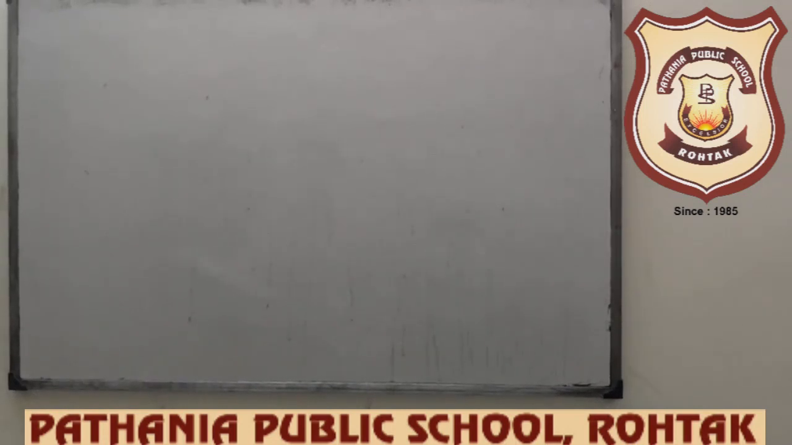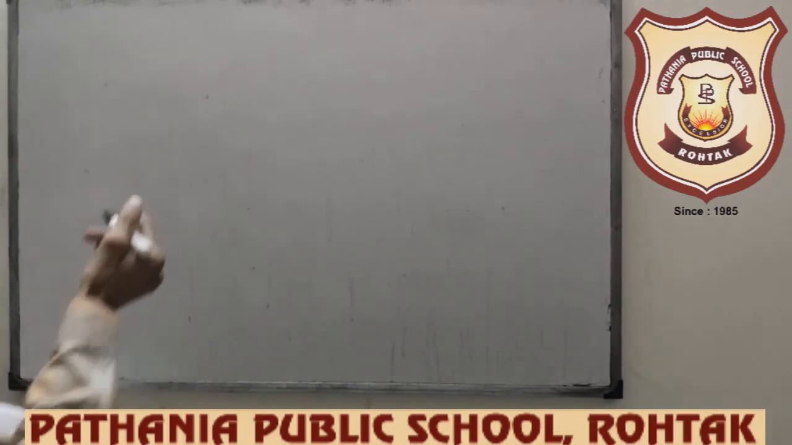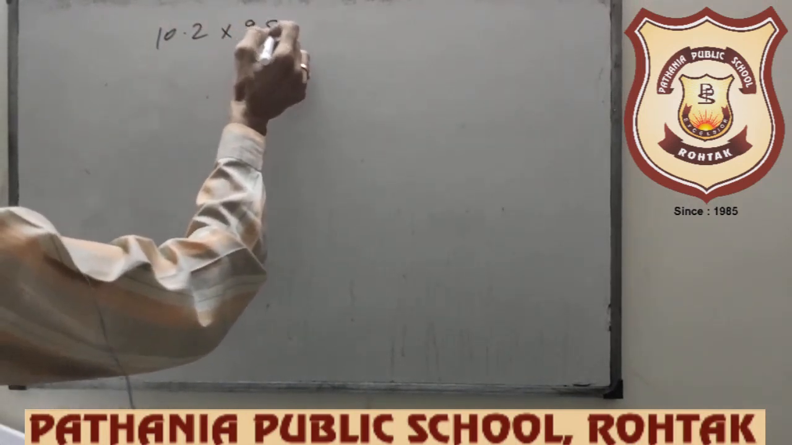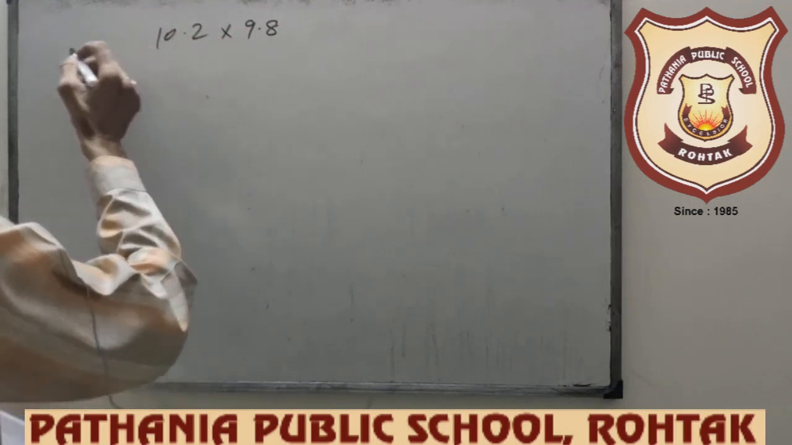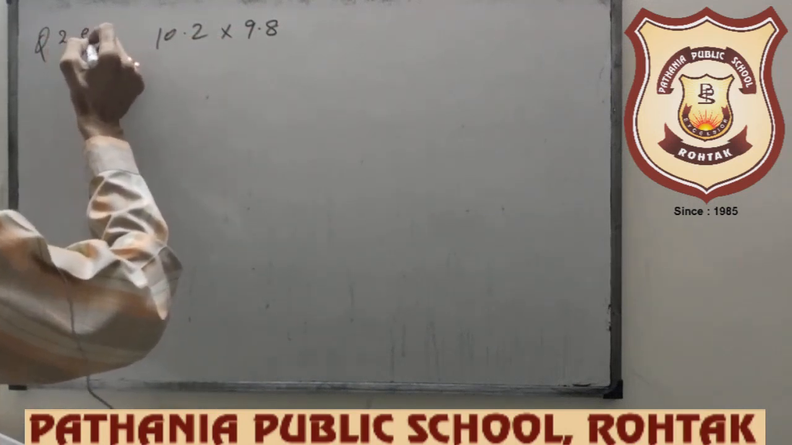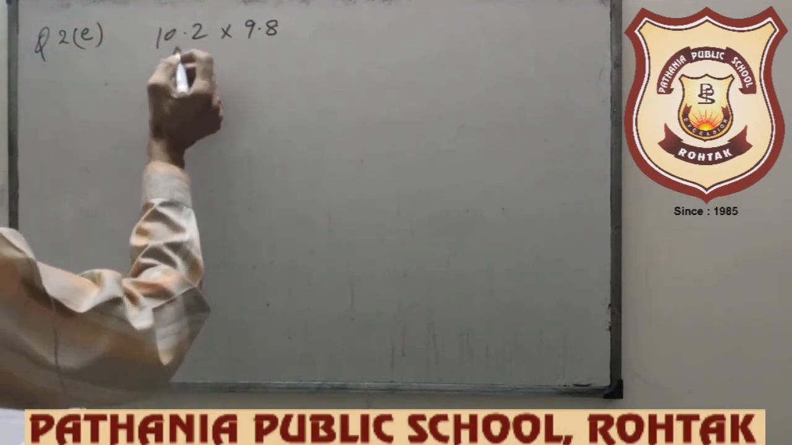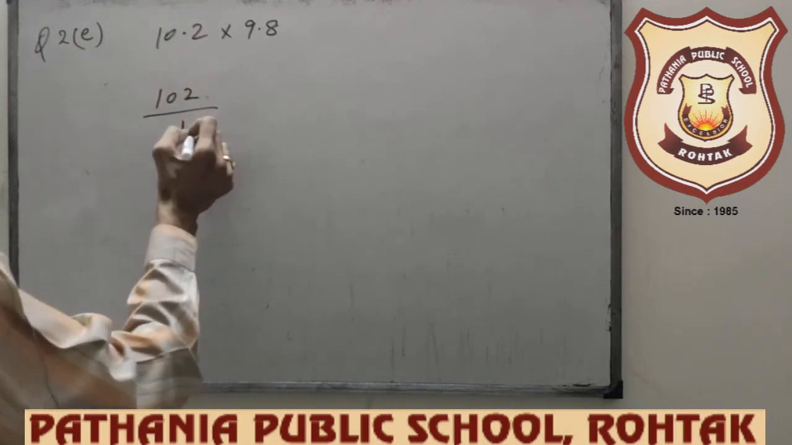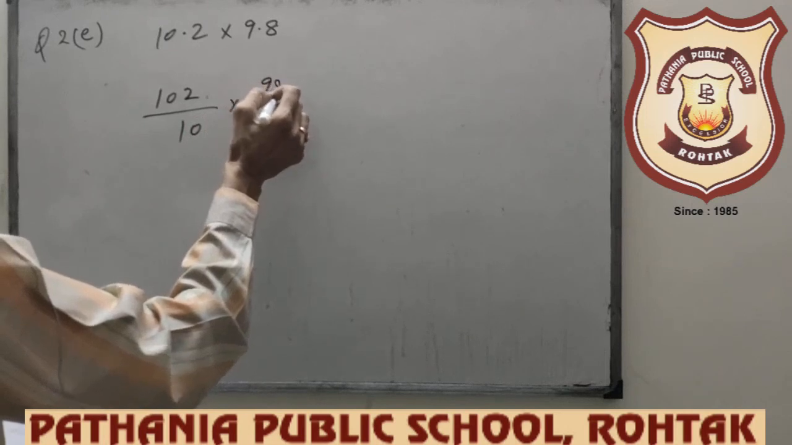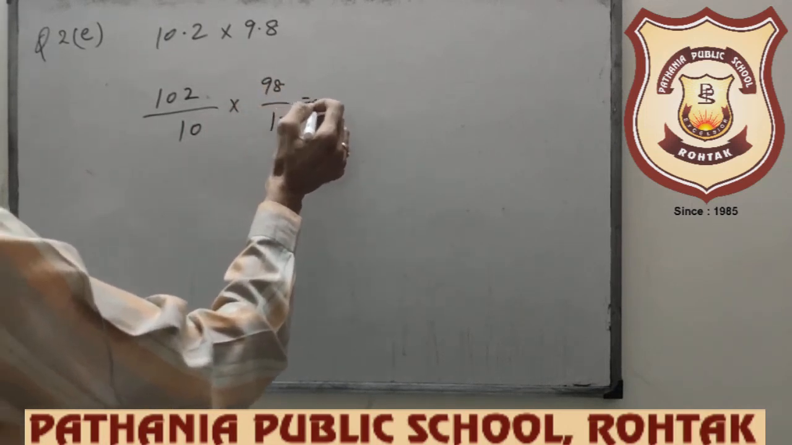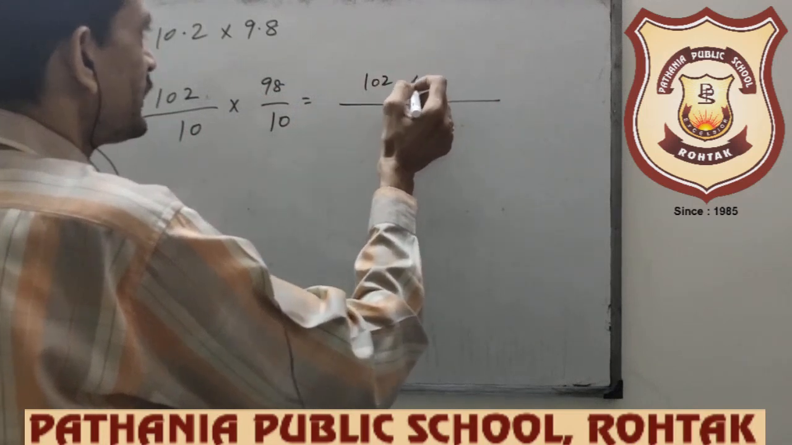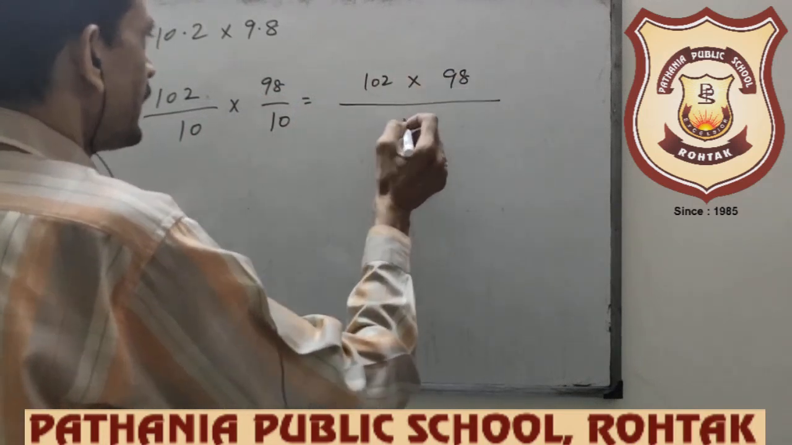Decimal में है बेटे, just like 10.2 into 9.8, solve this. This is part of question number 2, E part. Now to remove the decimal, first यही करो आप, 102 by 10 into 98 by 10. And now with what it is? This is 102 into 98 upon 100.